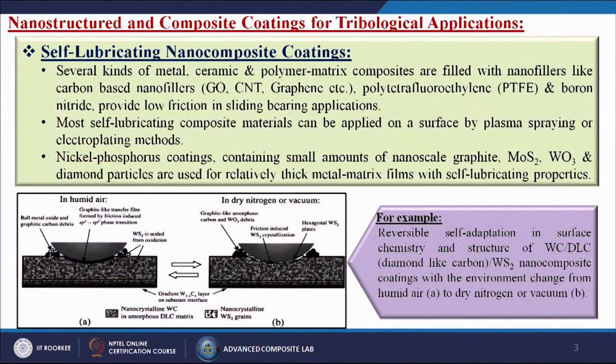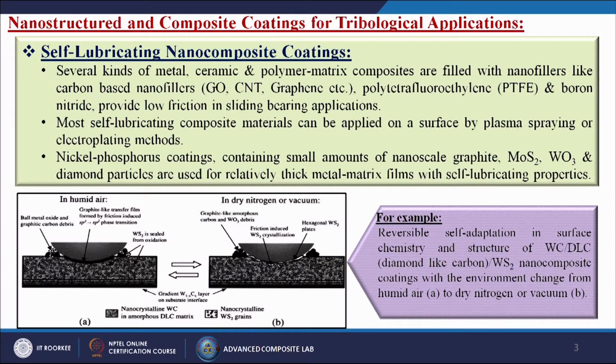Examples of such materials are graphene oxide, carbon nanotubes and graphene. Several kinds of metal, ceramic and polymer matrix composites are filled with nanofillers like carbon based nanofillers. Generally the carbon based nanofillers have the inherent property that they can self lubricate, right, they can act as a self lubricating material.